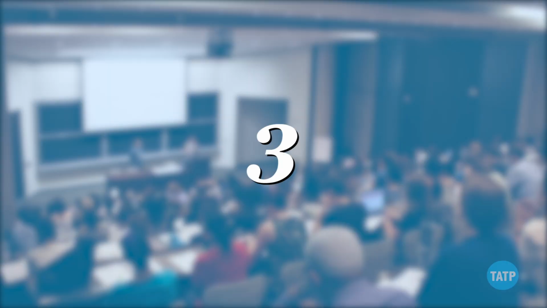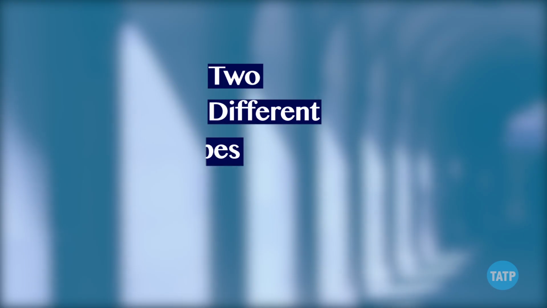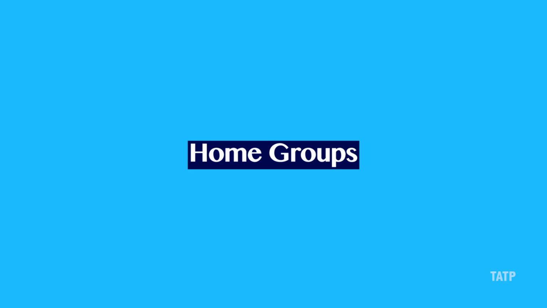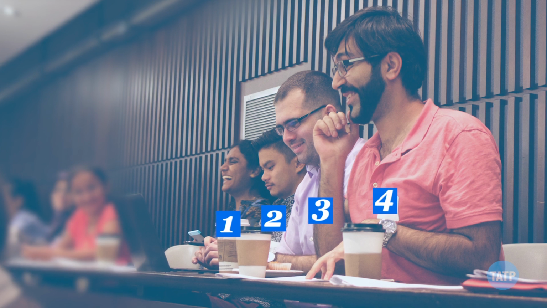This activity runs in 3 distinct phases and relies on the TA assigning students to 2 different types of groups. These groups are home groups and expert groups. It's best if you can limit the size of the groups to 4 students per group, as this will facilitate student engagement and conversation.